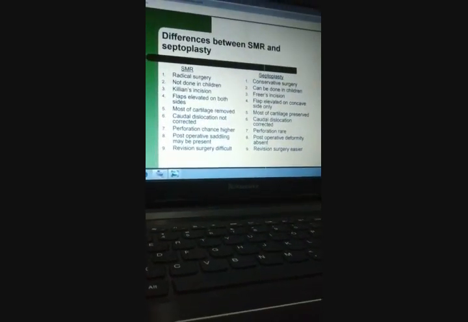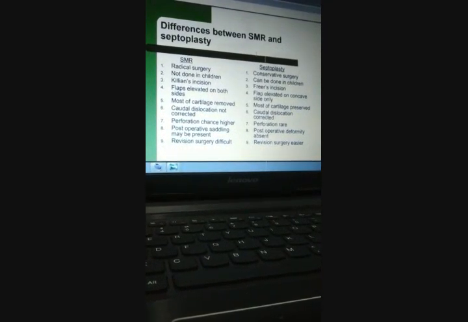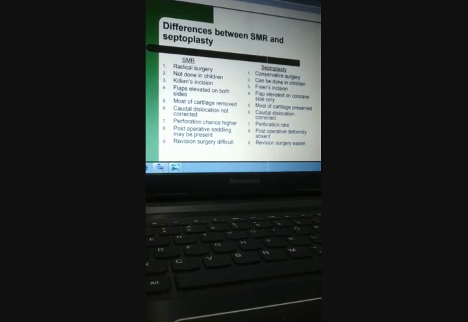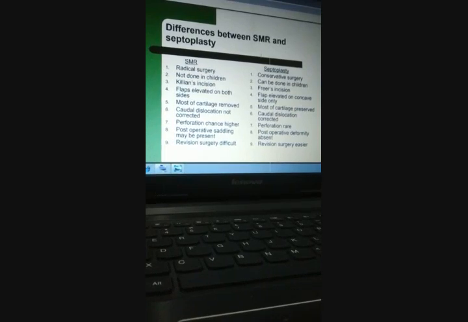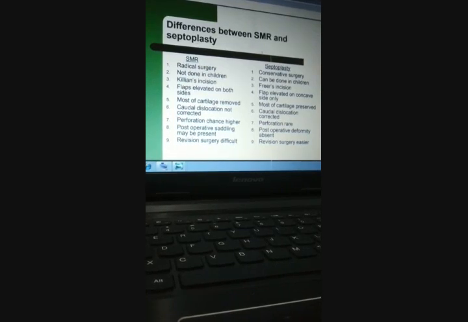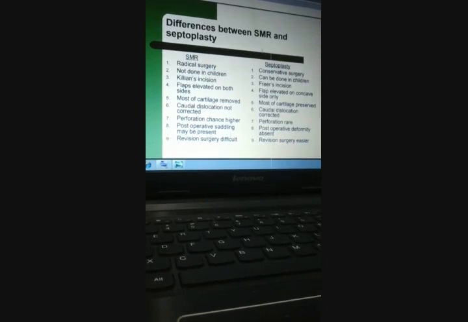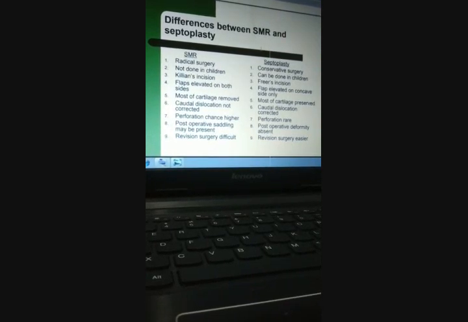Then the importance of SMR operation and septoplasty operation. This is very important to know. Now in SMR operation, this is a radical operation, while septoplasty is a conservative surgery. Second is, SMR is not done in children, but septoplasty can be done in children.